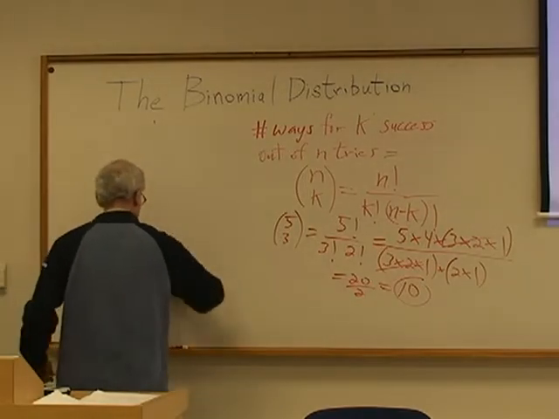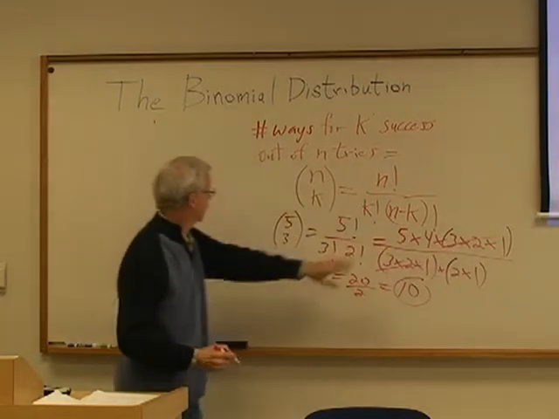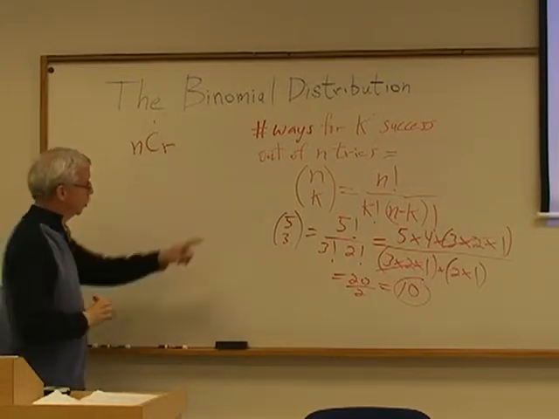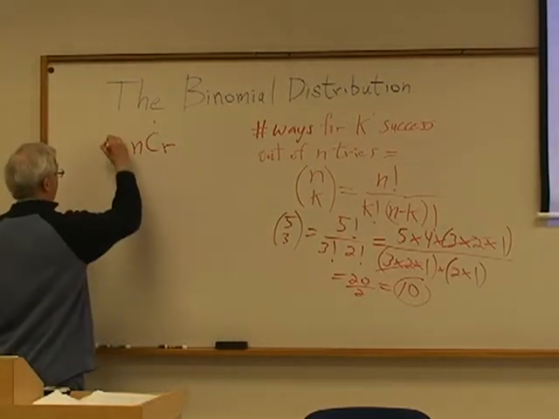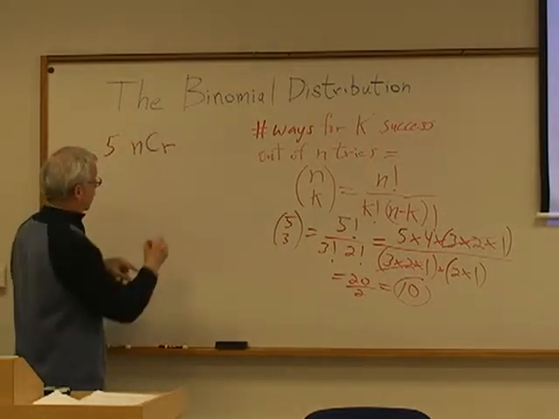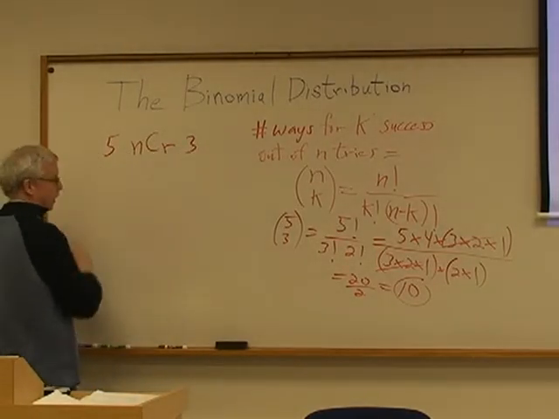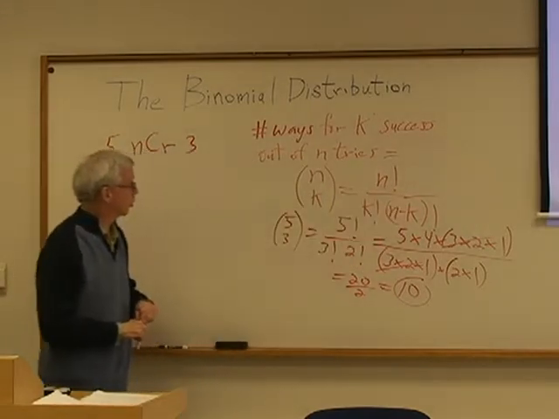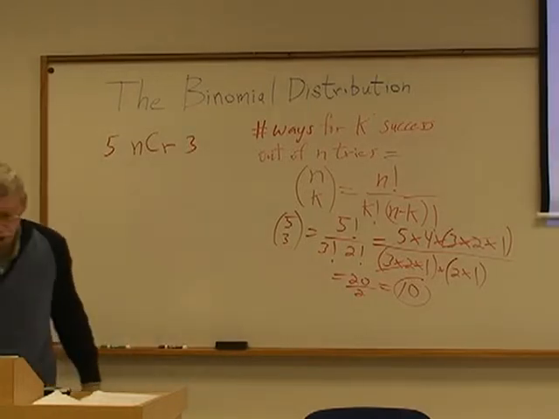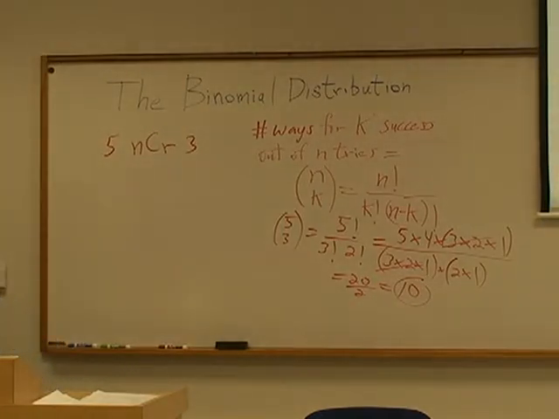And the calculator function that does this work for us without having to do all this ugly arithmetic is the function NCR. And the way we use it is we put in the number of tries first, in this case 5, and then we elicit the NCR function, and then we put in the number of successes we want, 3. And what it tells me is the number of ways. It tells me this so-called binomial coefficient, which is the number of ways it can happen. So let's go to the calculator screen, just so I can illustrate this in a couple of examples.